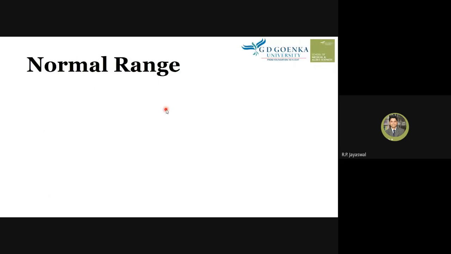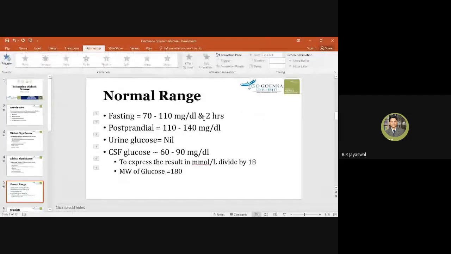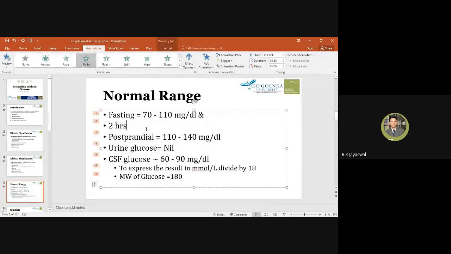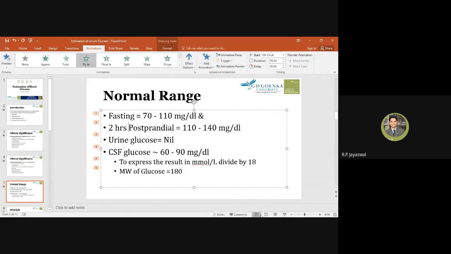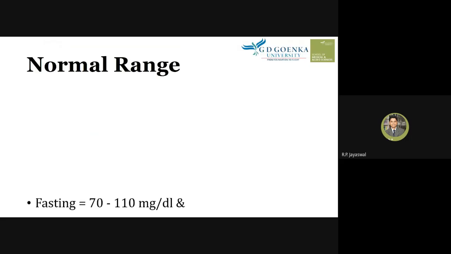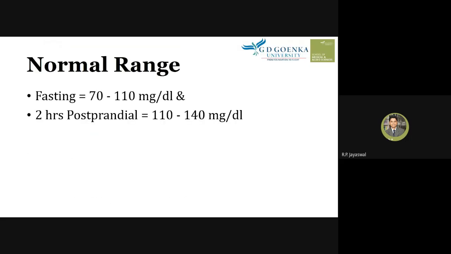Okay, let's know about the normal range. The normal fasting level of glucose is 70 to 110 mg per dL. And if we talk about 2 hours postprandial, that means after 2 hours of the intake of food, the glucose level in the blood becomes up to 140 mg per dL. It can be above 110, but the upper limit is up to 140 mg per dL.